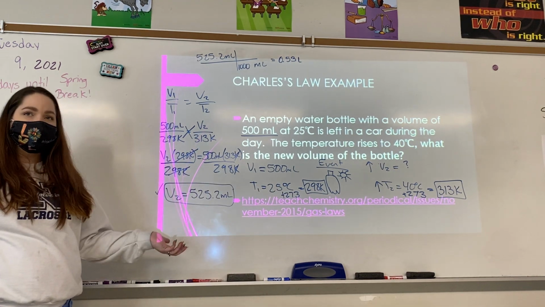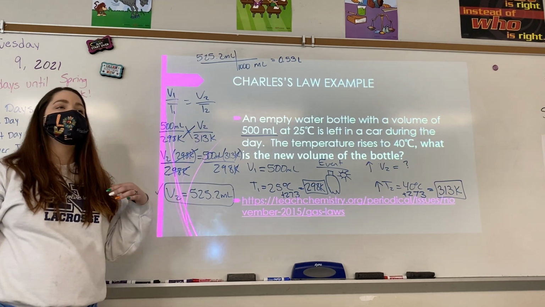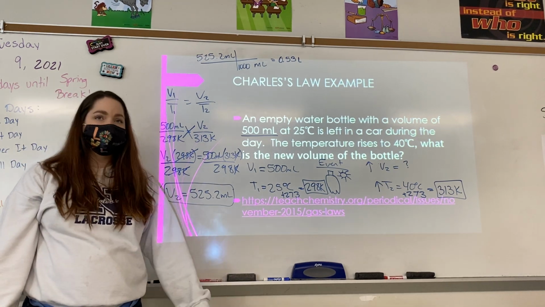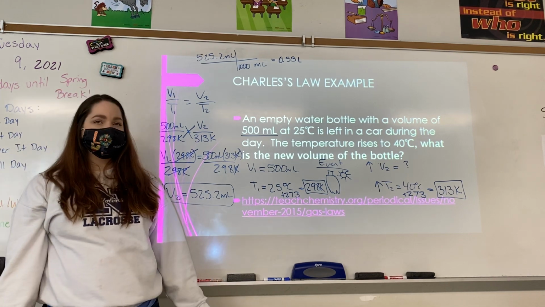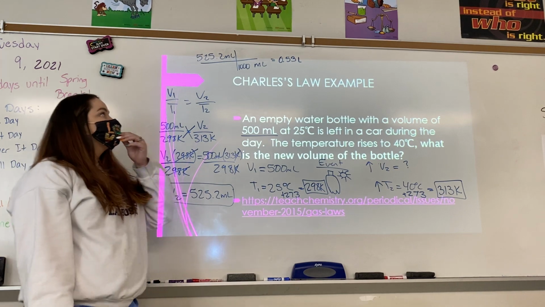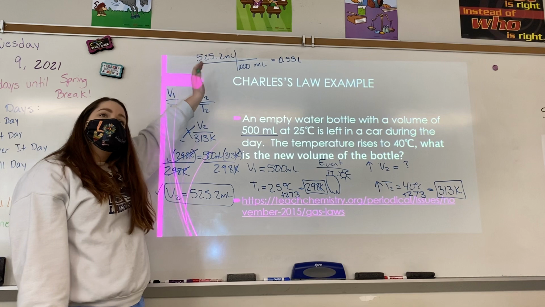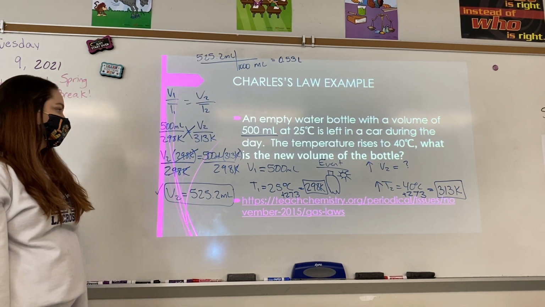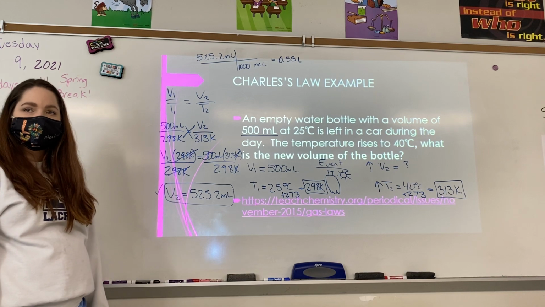a kilopascal and a regular pascal. Because the prefix kilo means what? 1,000. So there are 1,000 pascals in 1 kilopascal. So you have to know how to convert between units. A good way to do that is the picket fence, because it tells you if you have to multiply or divide. Any questions on Charles's law?